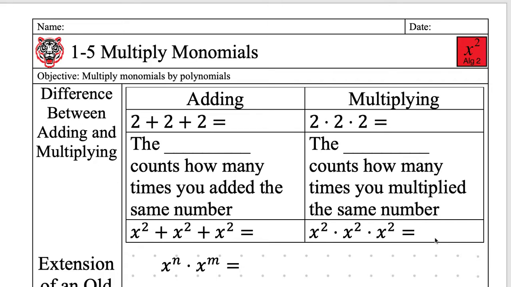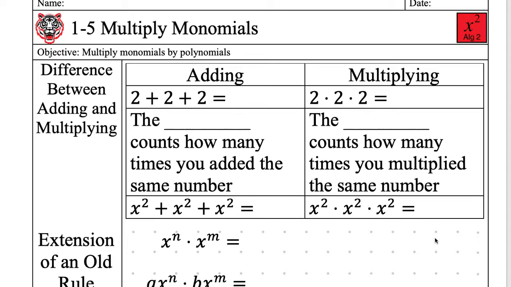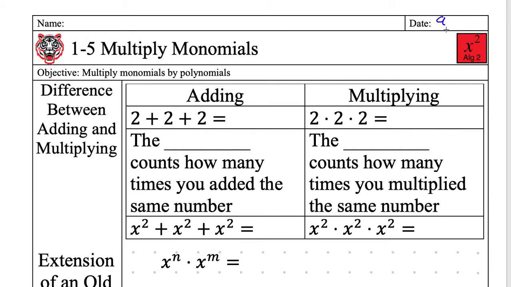Welcome back to another beautiful day of Algebra 2. Today is Wednesday, September 4th, 9/4, 2019. Make sure that you have your name and date on the paper. So, who wants to read the objective?